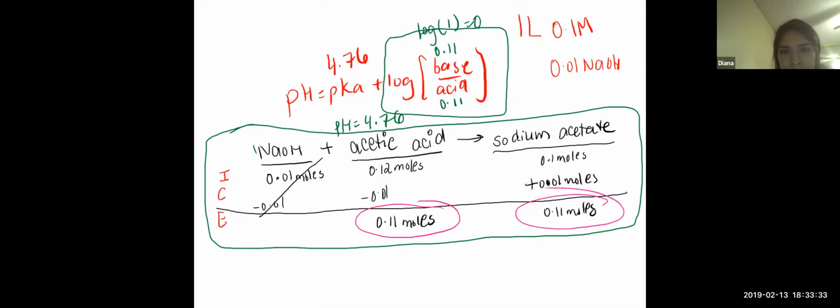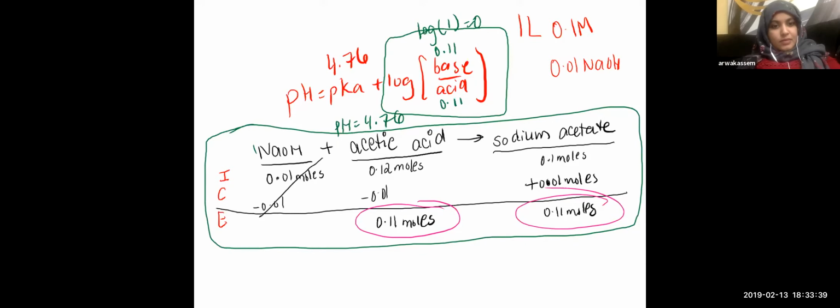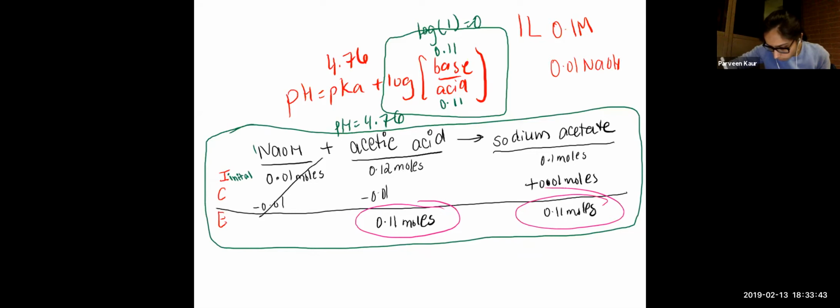Wait, what's the ICE table? Is this the one you showed us? Yes, that's what it's called. This is initial, change, and equilibrium. I say equilibrium, but some people say final.